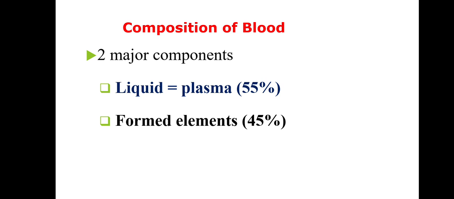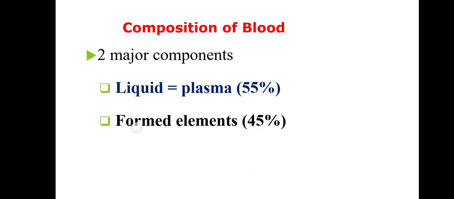The catch is this: the white blood cells, red blood cells, and platelets are embedded in the non-living matrix that we are calling the plasma. So the formed elements are embedded within the plasma. The plasma is a bit higher, 55%, and the formed elements are around 45%.